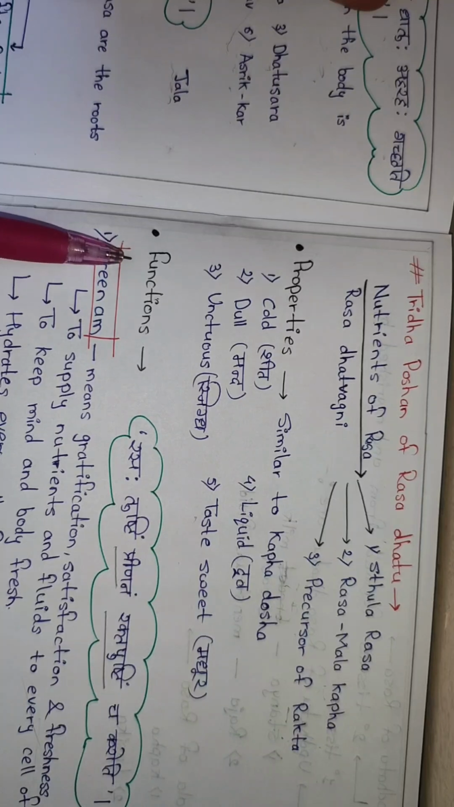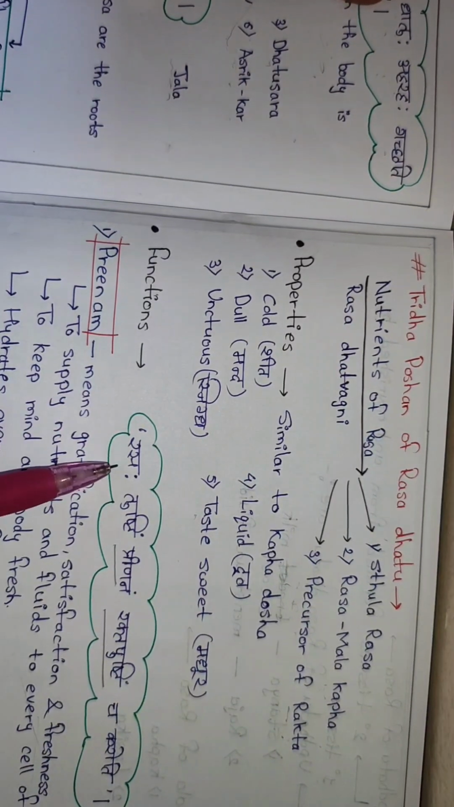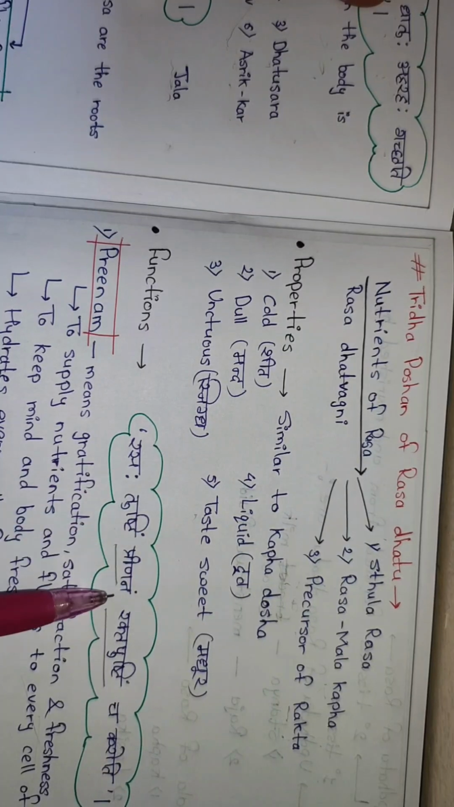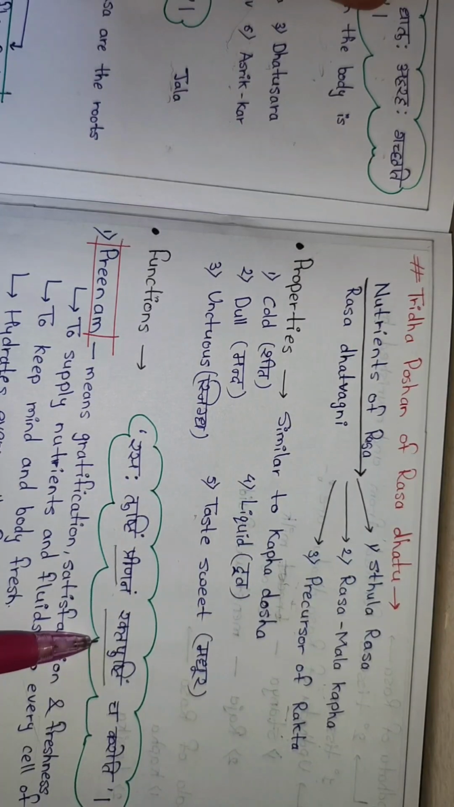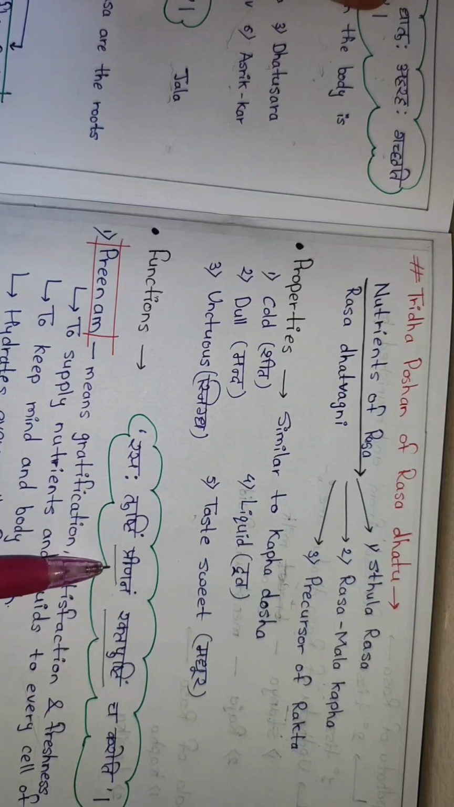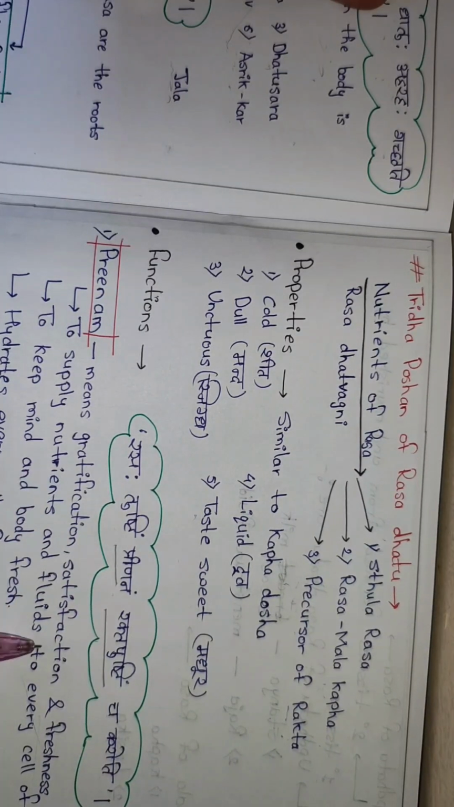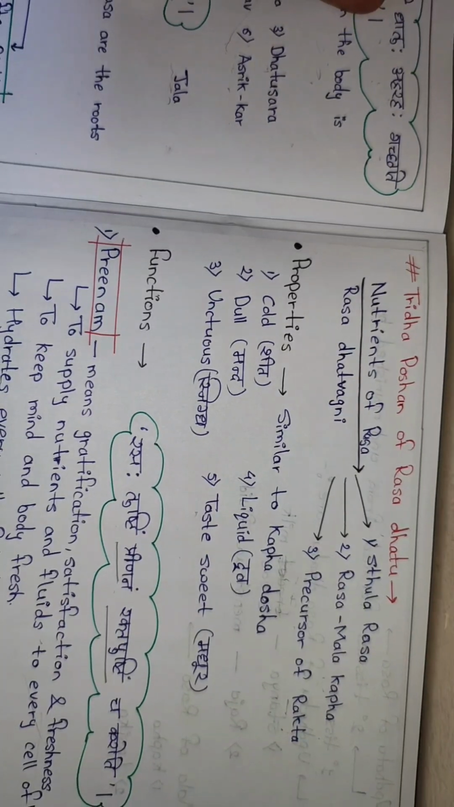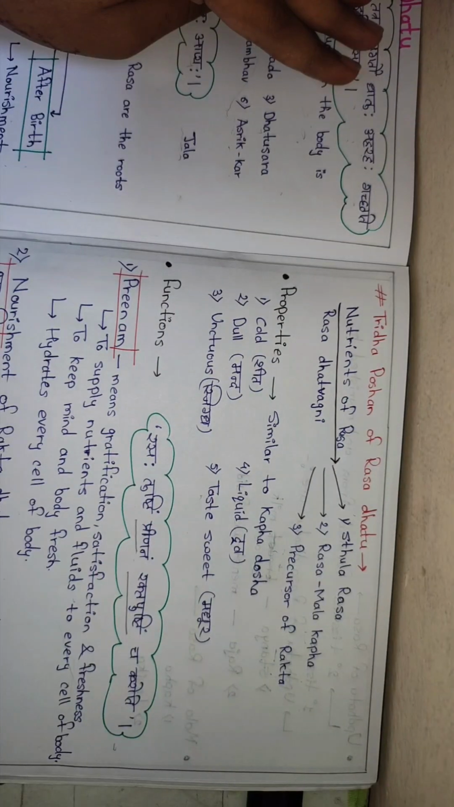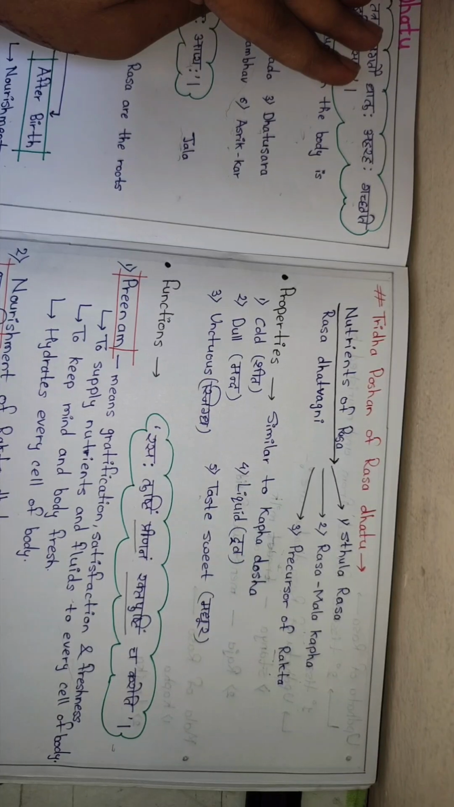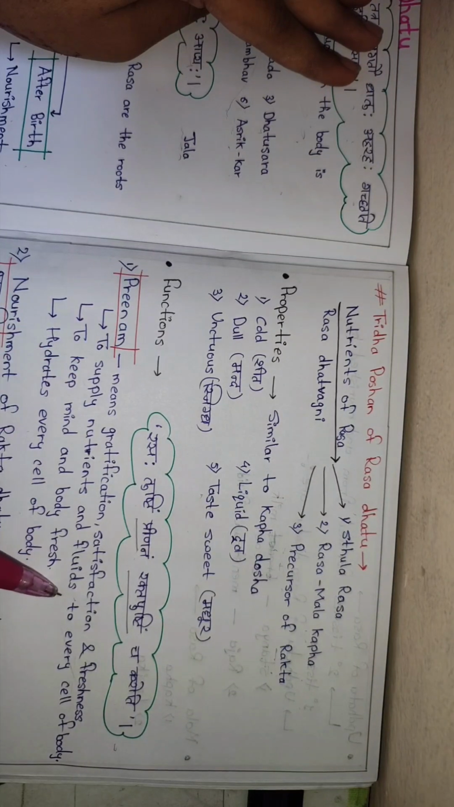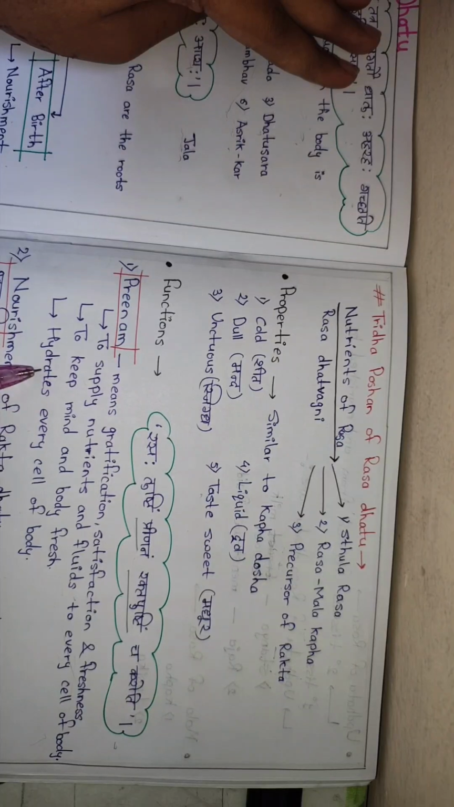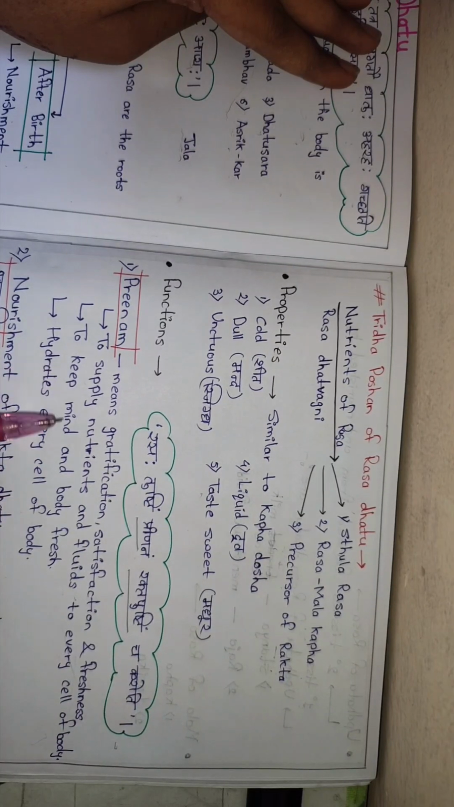Now comes here the functions. Functions of rasa dhatu are Rasah tushtim brinam. रक्तपुष्टिं च करोति. Prenam and Raktapushti are two main functions of the Rasa dhatu. Prenam means the gratification, satisfaction and freshness. Prenam means it gives freshness to the body, to each and every cell of our body. So here you can see, as it supplies nutrients and fluids to every cell of the body, it hydrates every cell of the body, and thus it keeps mind and body fresh. So this is the prenam.